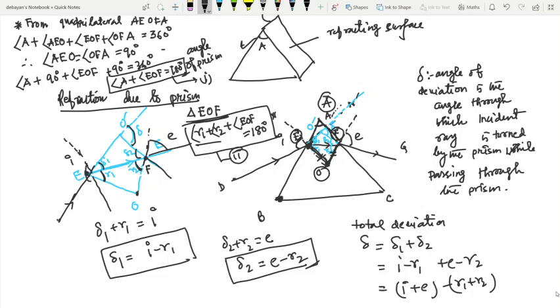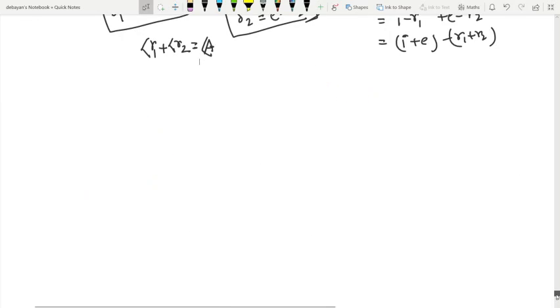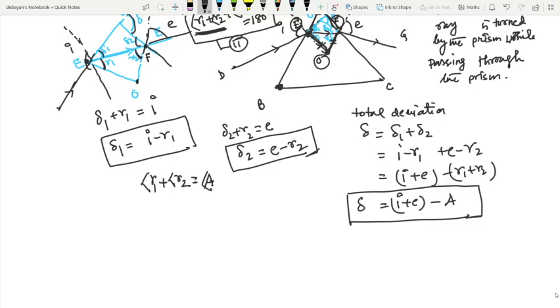And now we just put this particular value in the total deviations, because you will see the total deviation is written I plus E minus R1 plus R2. If we put it there, then R1 plus R2 is angle A. So we get the deviation: angle of incidence plus angle of emergence minus the angle of the prism. Now we have to do it for when the deviation is produced by a prism of small angle.